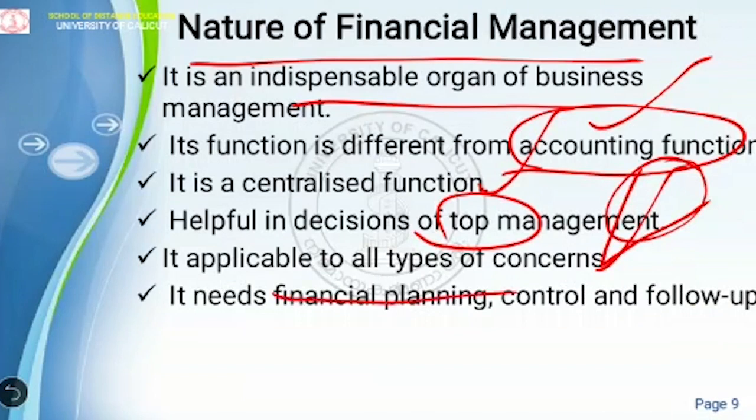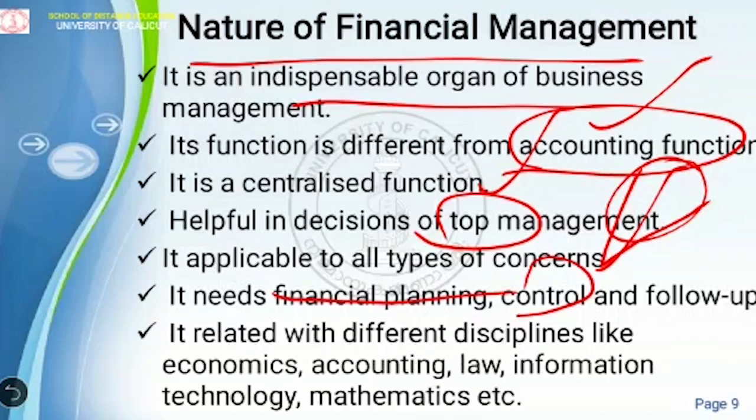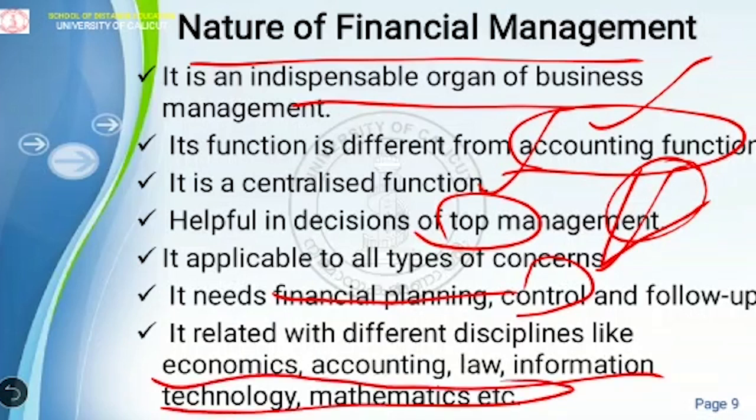Proper follow up, planning, and controlling is necessary in the case of financial management. Then it is related with the different disciplines like economics, accounting, law, information technology, mathematics, etc. All these subjects are related to financial management. Mathematical formulas are used for financial forecasting. Accounting is also used. Economic theories are used in financial management. So these are the major features of financial management.